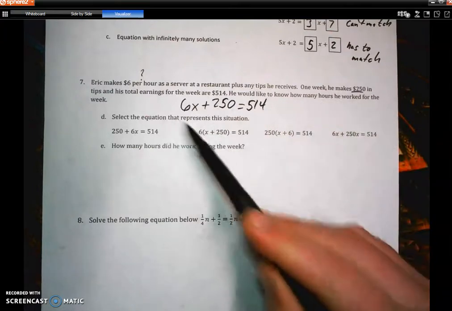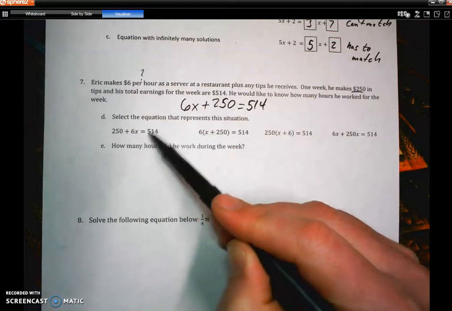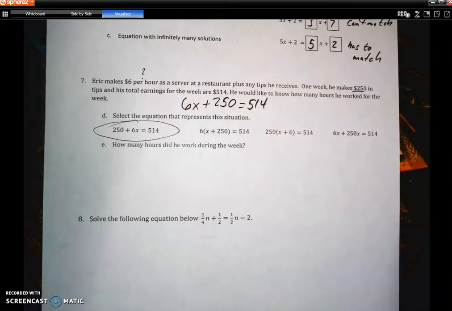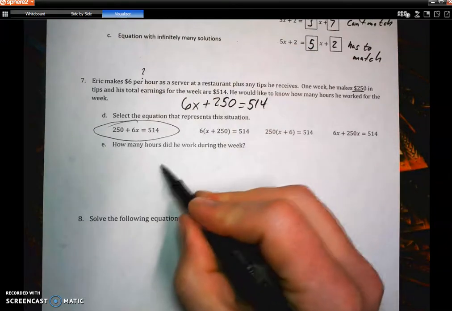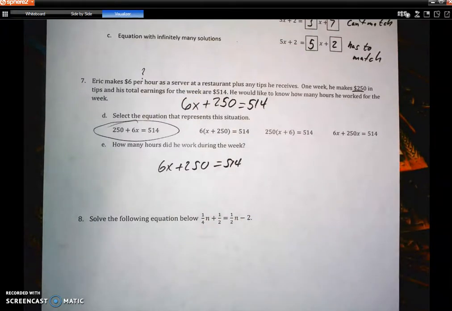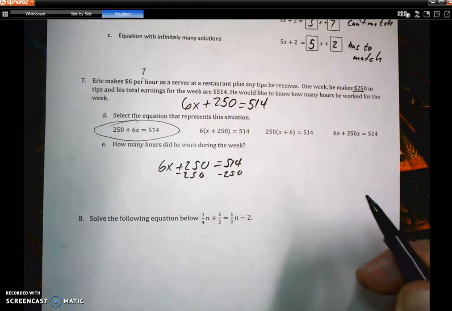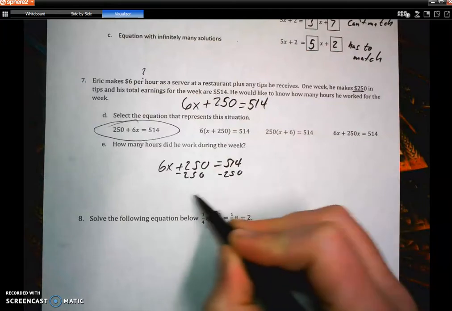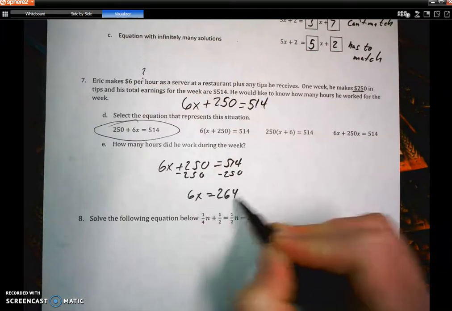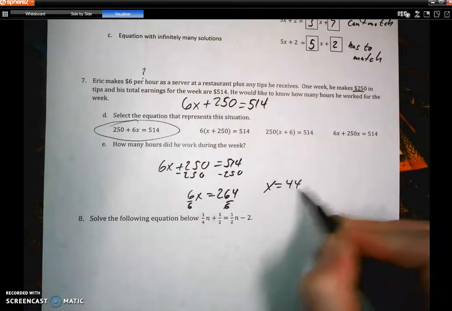There's my equation. So I need a 6x plus a 250, not a 250x, plus a 250 equals 514. There it is. So now how many hours did he work? So now we got to solve it, right? So 6x plus 250 equals 514. Grab that calculator, subtract 250 from both sides. So I go 514 minus 250. I get 6x equals 264, so I divide that by 6. That means he worked 44 hours.